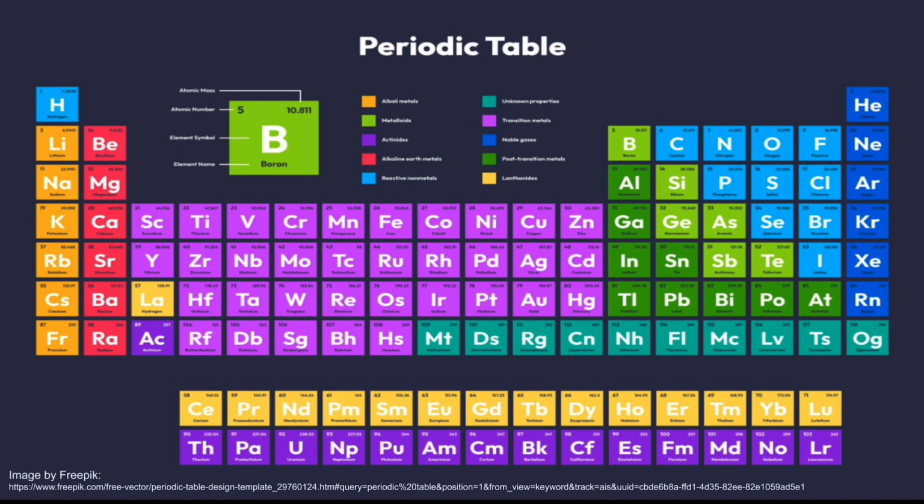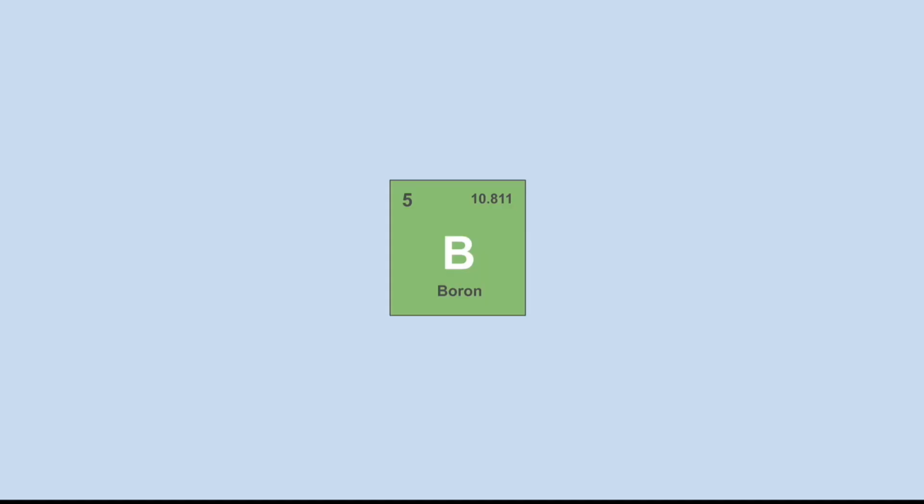To detail all the different elements, we have something called the periodic table. Each of these boxes here represents a different element. Let's take a look at an individual box. Say boron, for example. The number in the top left corner indicates atomic number, which equals the number of protons present in the nucleus of this element's atom.